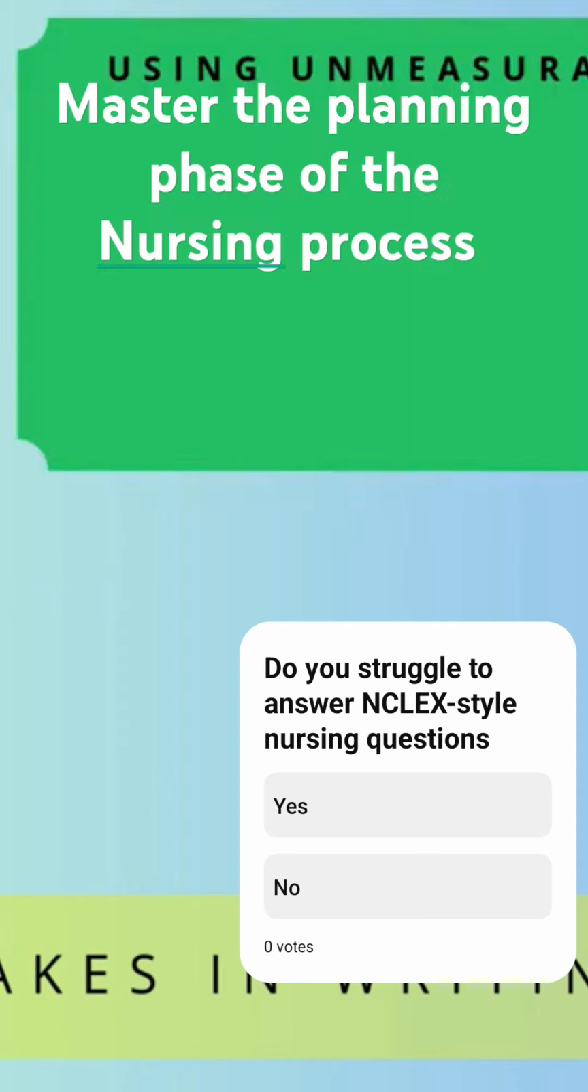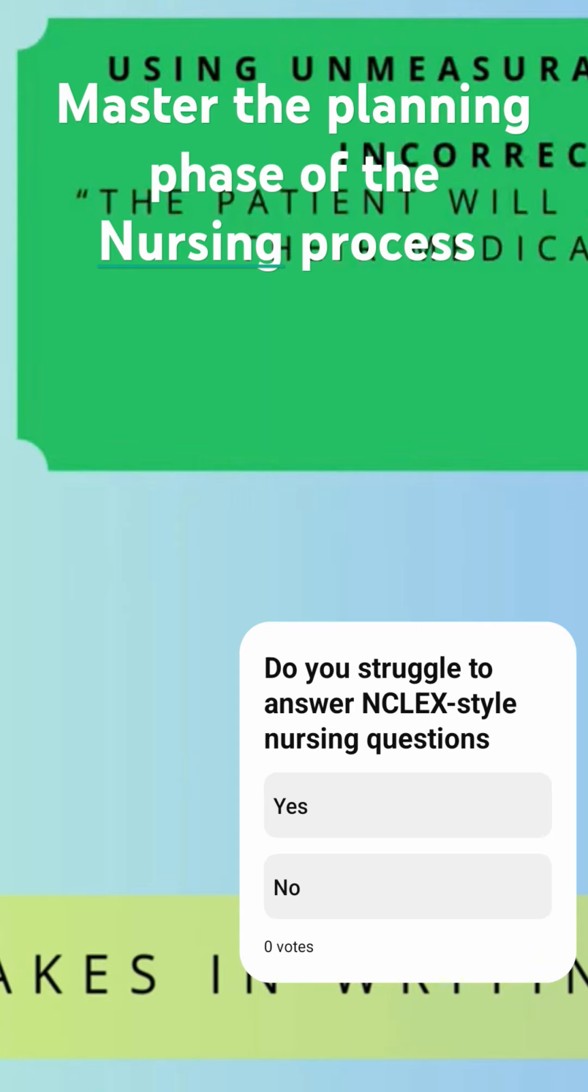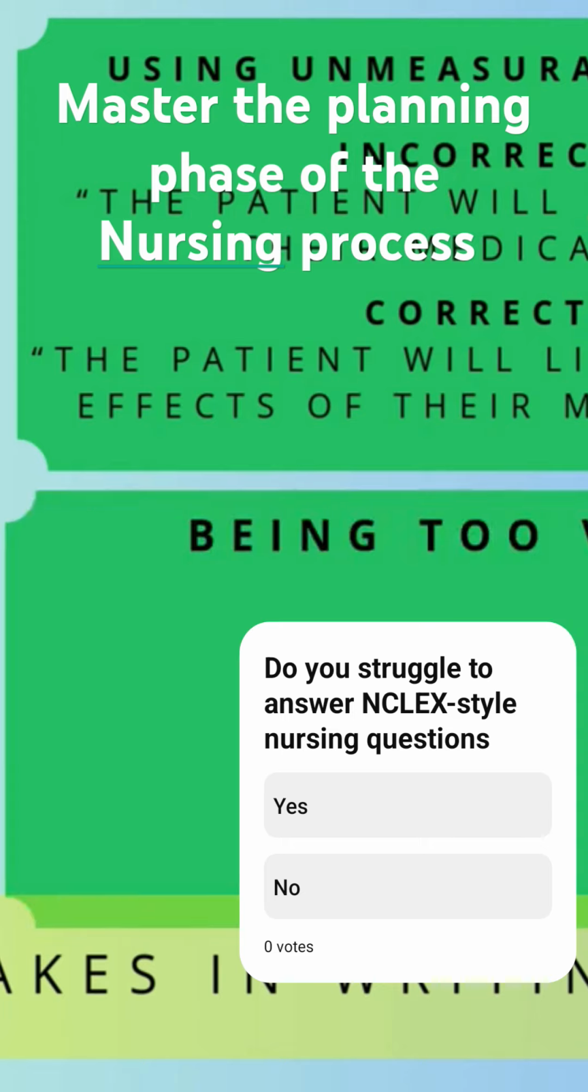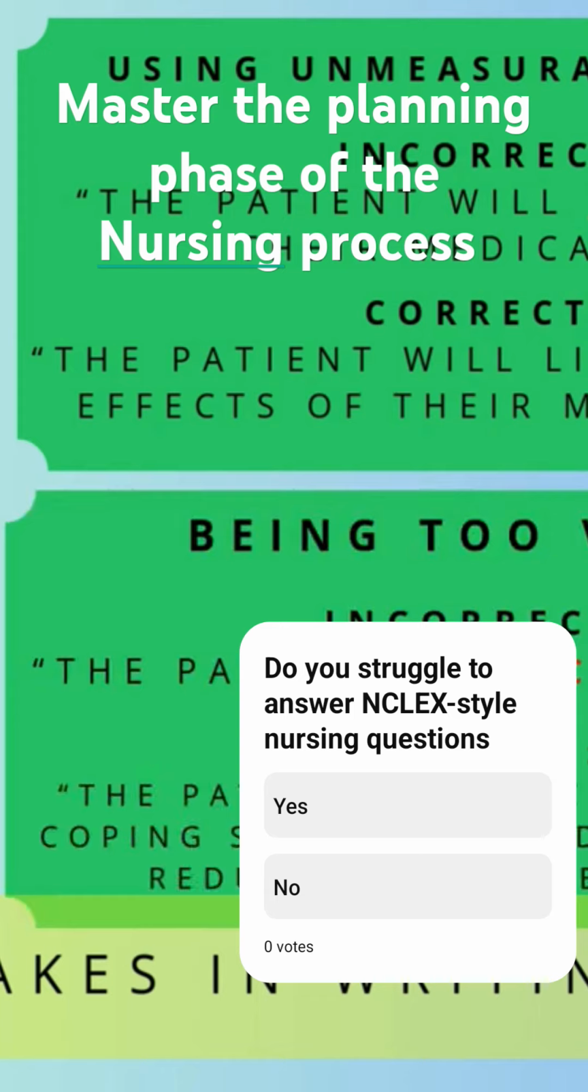Another common mistake is not using measurable verbs. For example, the patient will understand their medication. No, don't do that. A much better written outcome would be something like: the patient will list 3 side effects of their medication. Another mistake that is commonly seen when writing outcomes is being too vague. For example, writing something like the patient will cope better. No, instead you can write something like: the patient will identify 2 new coping strategies and demonstrate reduced stress behaviors.